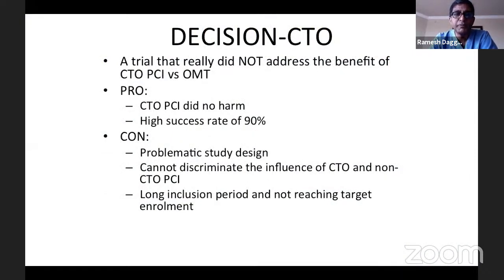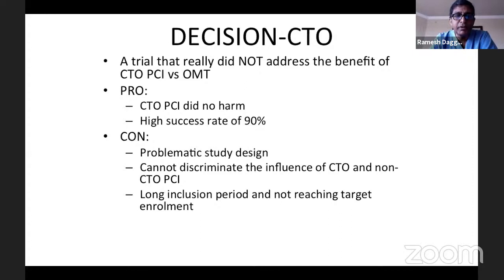So this is a trial that really did not address the benefit of CTO PCI versus optimal medical therapy, because CTO patients were randomized prior to treatment of other vessels. But the only pro for this is that CTO PCI did not do any harm, and there was an excellent success rate of up to 90% in these patients.